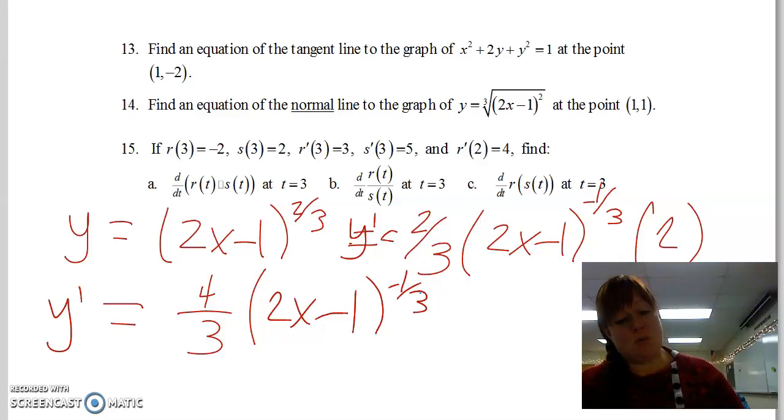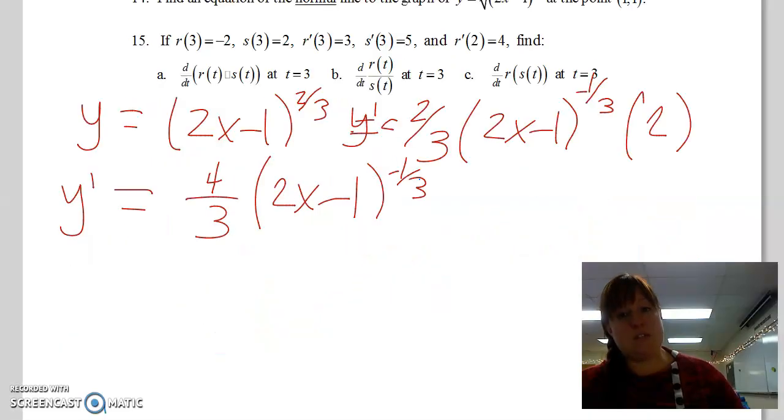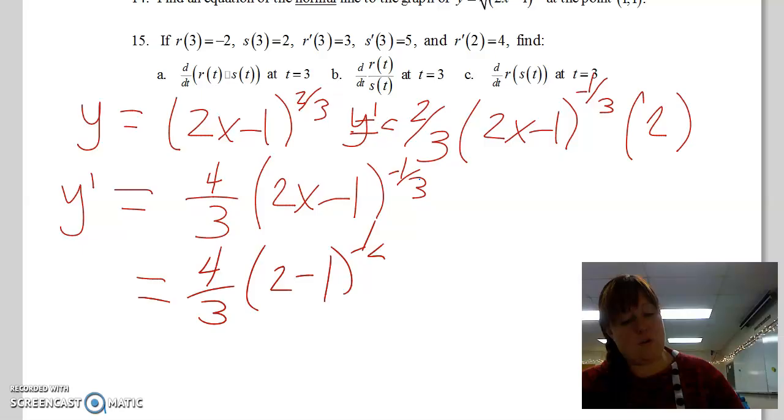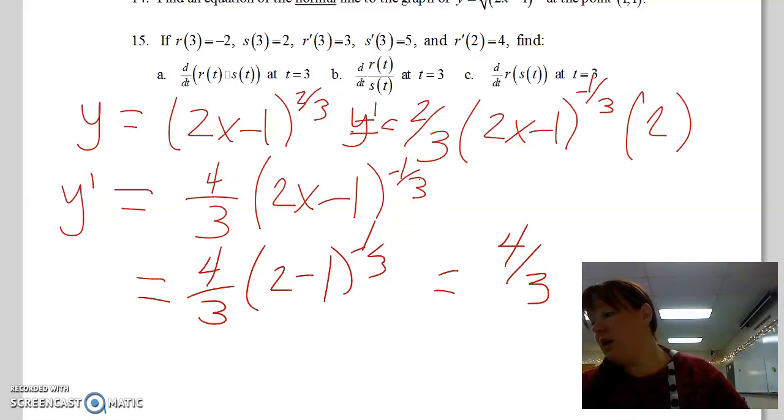So let's find the slope of the tangent line first. Well, we plug 1 into this equation, and we get 4/3 times 2 minus 1 to the negative 1/3. So that is 4/3 times 1 to the negative 1/3, which is still just 1. So 4/3 is the slope of the tangent line.